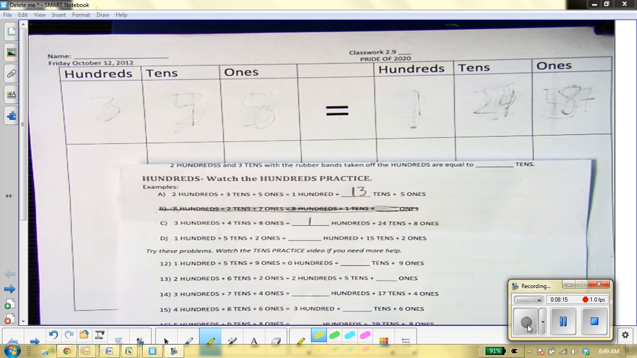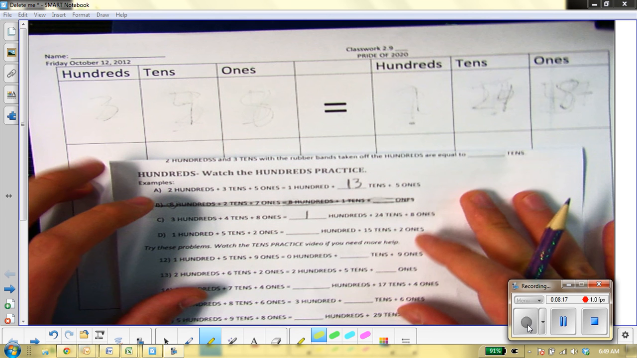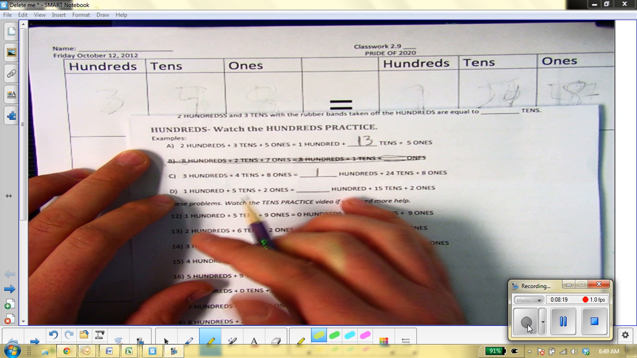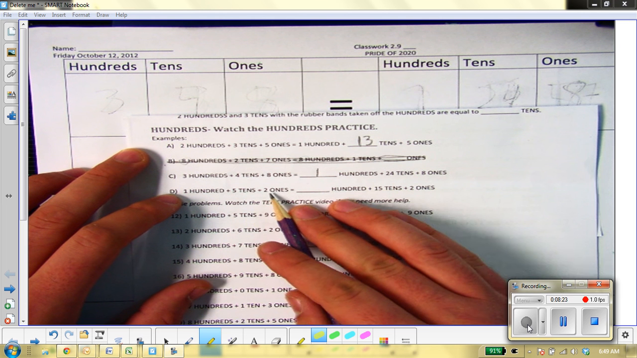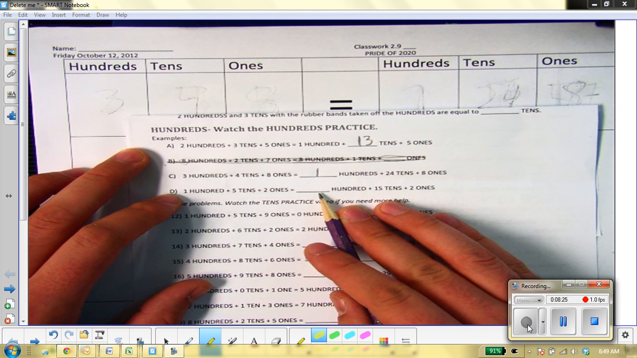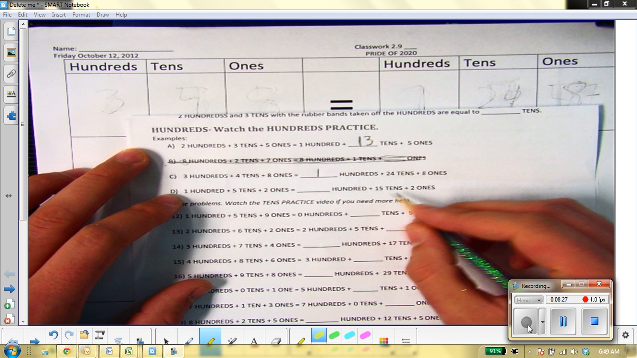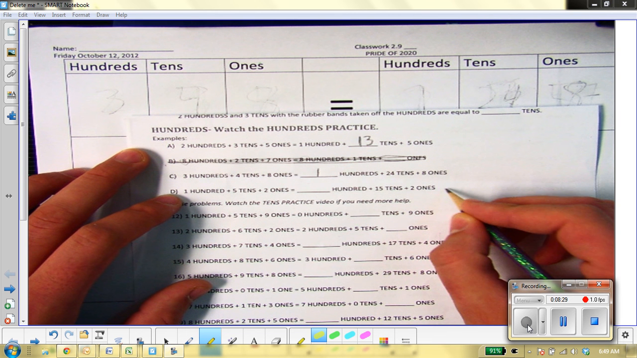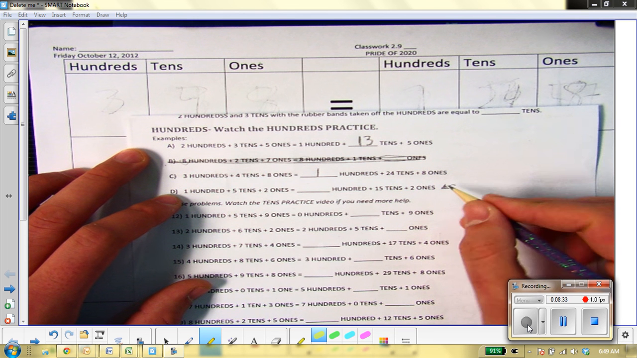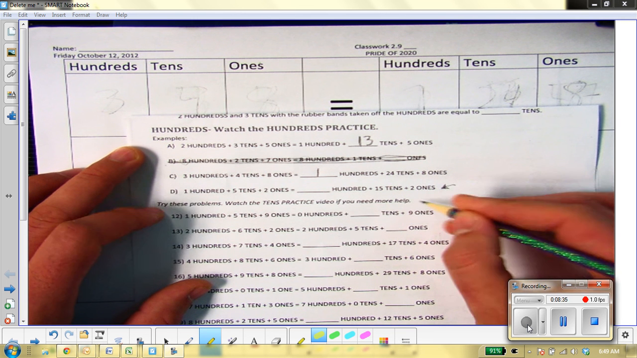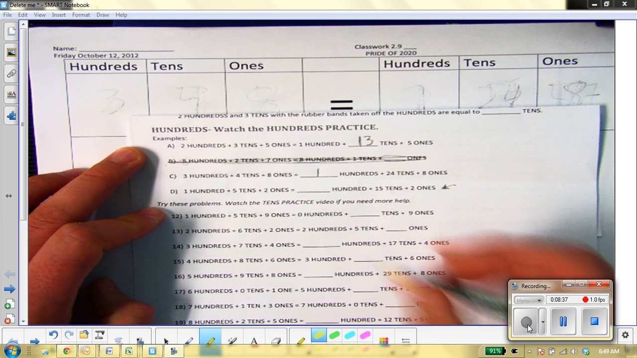All right, I cleaned my area up. I'm going to start with D. 100 plus 5 tens plus 2 ones equals how many hundreds plus 15 tens plus 2 ones? You're probably starting to be able to do these in your head. I'm going to show you one last one with Q-tips so that you have a great idea how to do the next 10 problems.